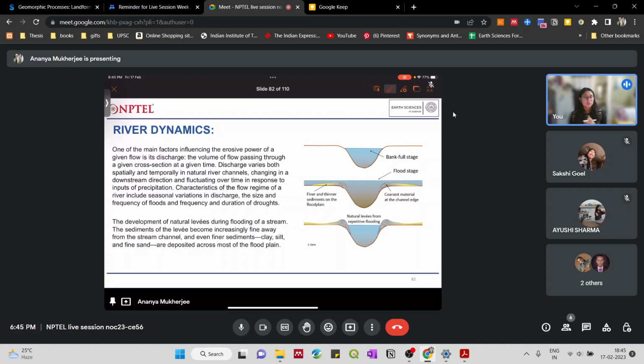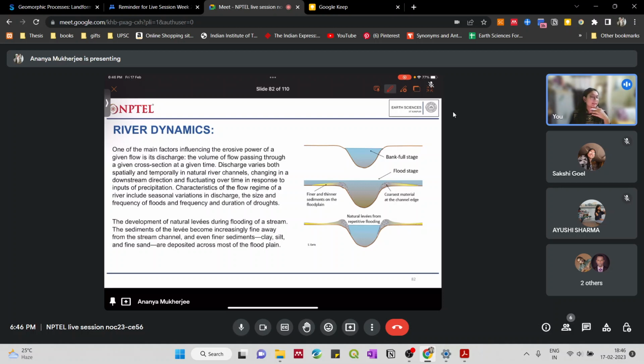Now suppose you are considering the flood stage in a drainage basin. One of the main factors is the discharge, the volume of water that is flowing through the given river channel. With seasons, this discharge also varies. Obviously in the rainy season you will have more discharge, and in the drier seasons it will be less discharge. That itself is going to change how the river channel looks.